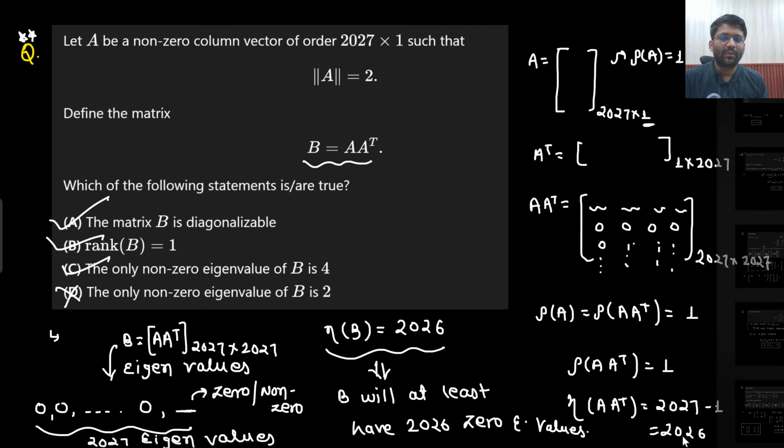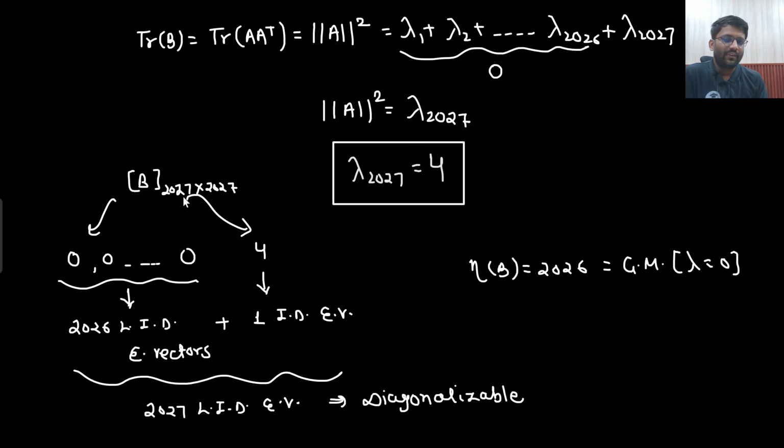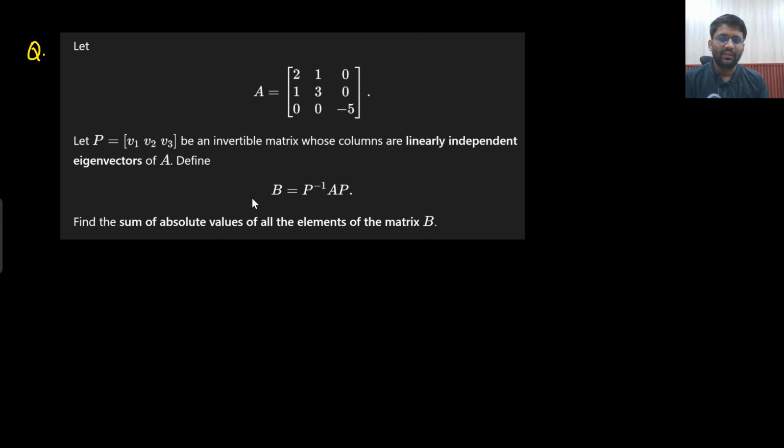Here as well, no concept of diagonalization is used. Only one concept is used: if the rank is n, then are we having n linearly independent eigenvectors? If yes, then it is diagonalizable, otherwise it is not. Let's solve this question. Matrix A is given. Matrix B is defined. Find the sum of all the absolute values of the elements of matrix B.